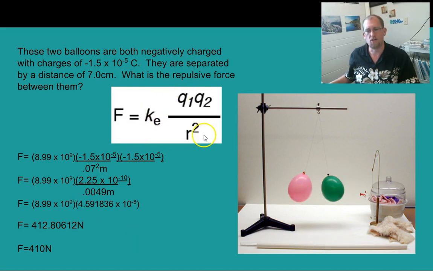So here's our equation. Q1 and Q2 are the charges of the two objects. They're both the same in this instance, so 1.5 times 10 to the negative 5th and 1.5 times 10 to the negative 5th. Here's Coulomb's constant, 8.99 times 10 to the 9th. And then they're separated by 7 centimeters, so we're going to turn that into meters. And we multiply this together and we get this number. Divide by the square of their radius of separation, and we get this number. This times Coulomb's constant gives us this number, and we need to correct for significant digits, and we have 410 newtons. And that's the force that's pushing those two balloons apart.